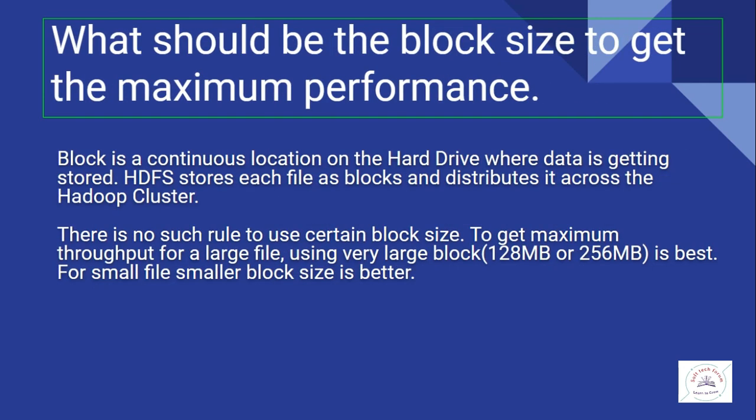What should be the block size to get the maximum performance? Block size is a continuous location on hard drive where data is getting stored. HDFS stores each file as a block and distributes it across the Hadoop cluster. To get maximum throughput for a large file using very large block, 128 MB or 256 MB is best. For small file, smaller block size is better.